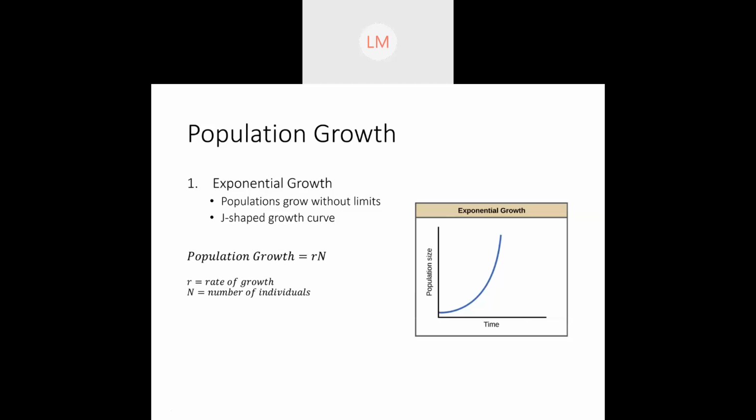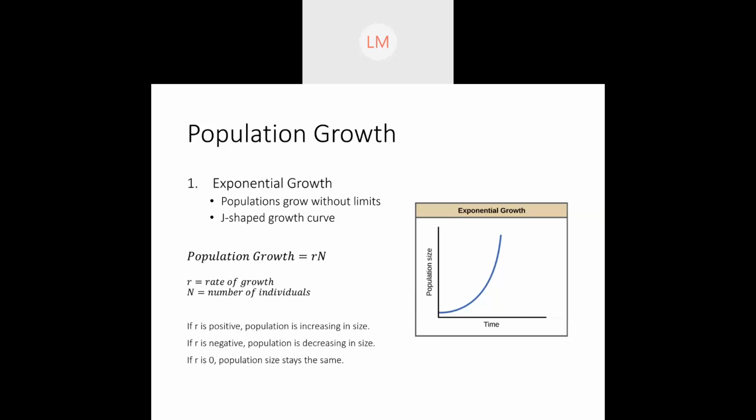If we think about this in terms of just r with our rate of growth, if this is a positive rate of growth, our population size is going to be increasing, right? Our growth is going to be positive because our r value is positive. N is always going to be positive because it's our number of individuals. We can't have a negative number of individuals. If our growth rate is negative, our population size is decreasing, right? And that negative number is going to give us a negative population growth. So our population size would be decreasing.